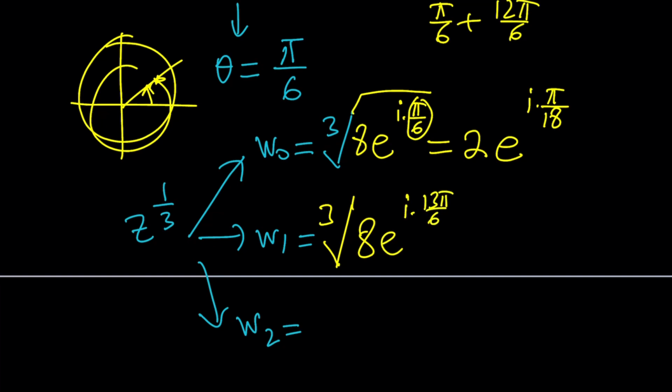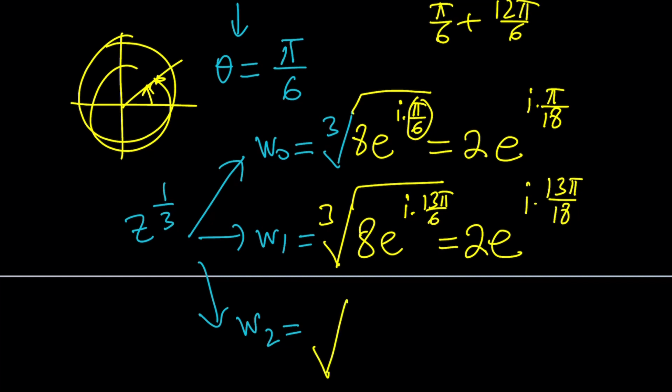So that's going to be our second angle. Of course, it's the same angle, but I added 2 pi. But isn't that the same thing? Yes, but when I cube root it, it's going to be a different angle. Makes sense? So when I cube root it, it's going to be 2 times e to the power i times 13 pi over 18. And then I'm going to add 2 pi again.